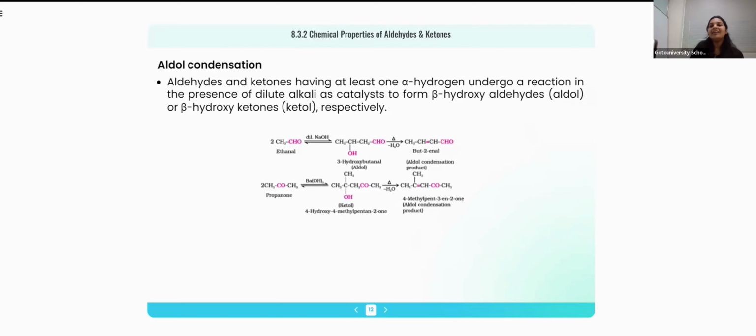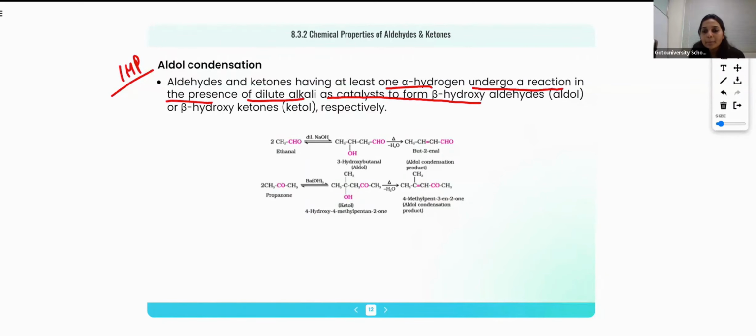Next one, aldol condensation. Again important. Aldol condensation. Aldehydes and ketones having at least one alpha hydrogen undergo a reaction in the presence of dilute alkali as a catalyst to form beta hydroxy aldehydes or aldol.